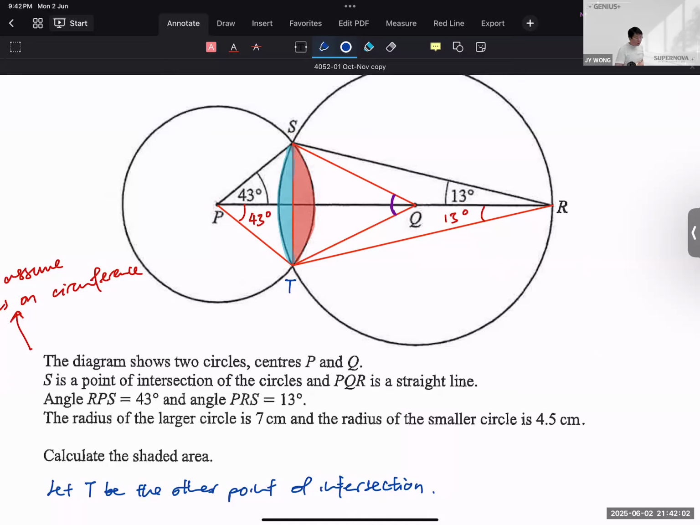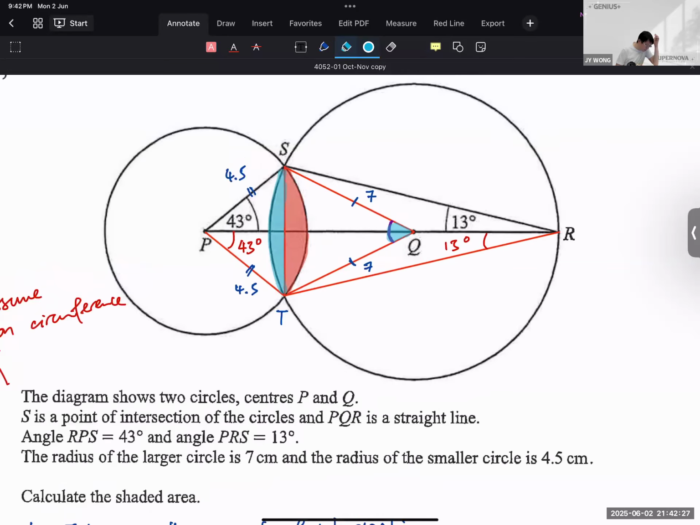Yes, but I don't have the area of the sector. I cannot find the area of the sector because while I know this length is 7 and this is 7, and I know this is 4.5 and this is 4.5, I don't have this angle over here. And you cannot use area of sector if I assume that R doesn't lie on the circumference. So how are you actually supposed to find it?